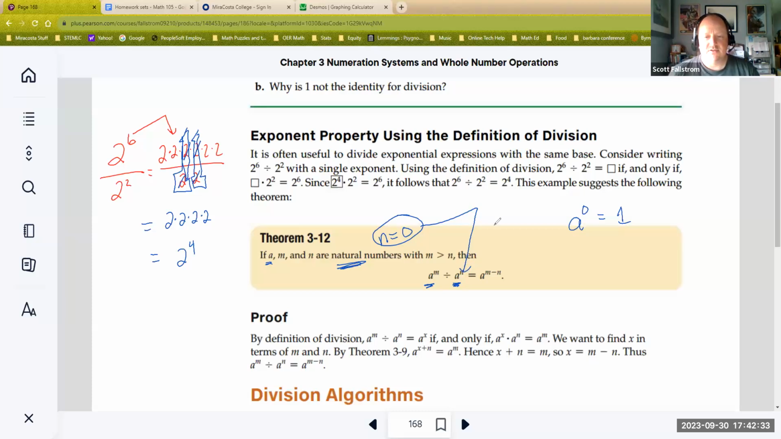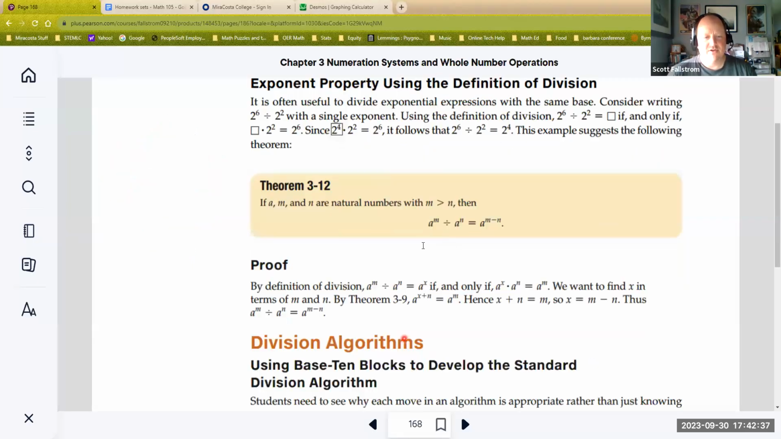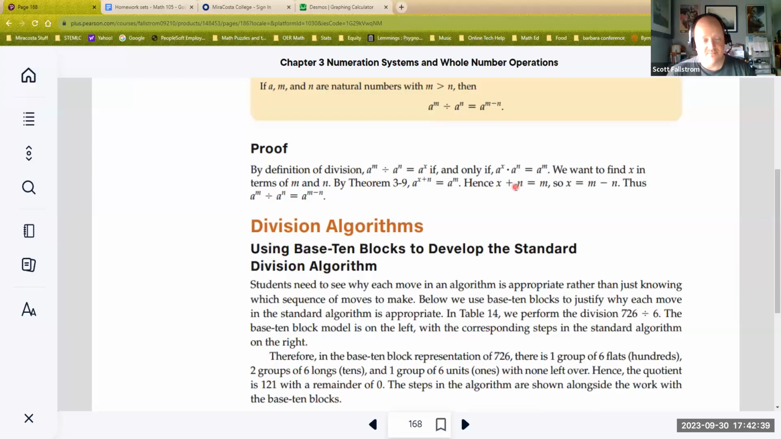Okay. So there we go. They have a quick little proof in here. I'll let you take a look at it. They're showing you why it always works. By the definition of division, the division works if and only if the multiplication works. And when the multiplication works, you would add the exponents together.